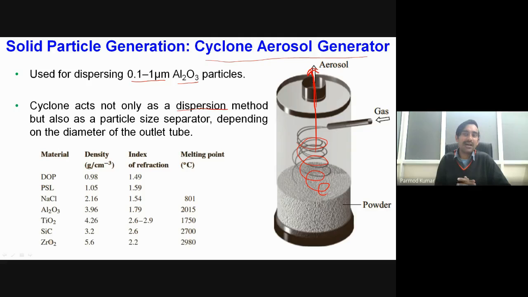Whatever the bigger size particles we will be having inside our flow field, because of their weight, they will be moving in outward direction, and after striking with the surface of the cyclone, they will be falling in the downward direction. Now, these are some of the different types of solid materials and their corresponding density, refractive index, and melting point, which are commonly used as seeded particles.